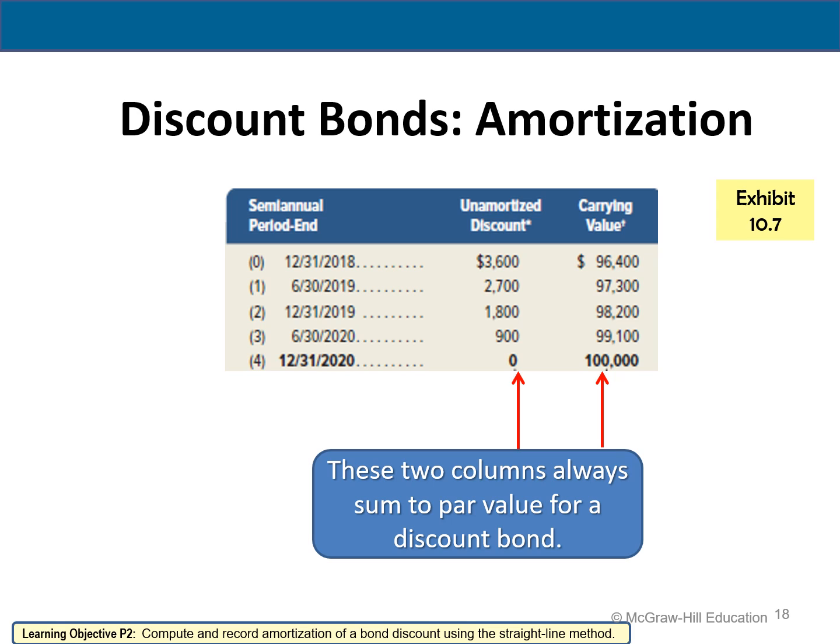All right. So here's what happens. When you record that contra liability account, discount on bonds payable, over the term of the bond, every time you make an interest payment, you're also going to amortize that discount. And so the carrying value of your bond is $96,400. But then as you amortize the discount, you're amortizing towards the par value.